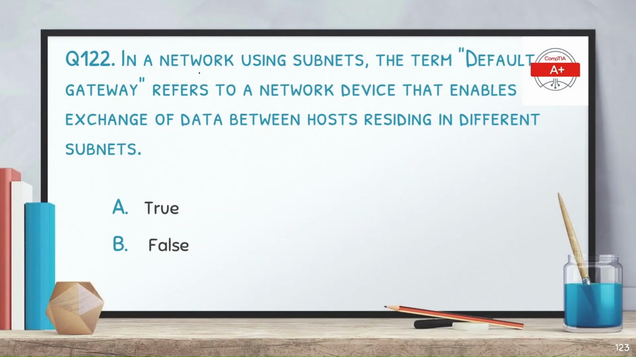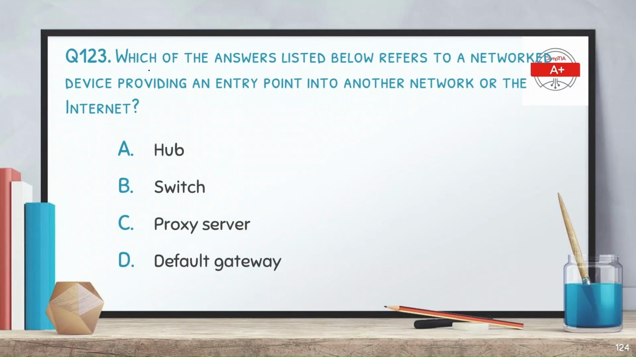Question number 122: in a network using subnets, the term default gateway refers to a network device that enables exchange of data between hosts residing in different subnets. The options are A. True, and B. False. The correct option is true. Question number 123: which of the answers listed below refers to a networked device providing an entry point to another network or the internet? The options are A. Hub, B. Switch, C. Proxy server, and D. Default gateway. And the correct option is the default gateway.